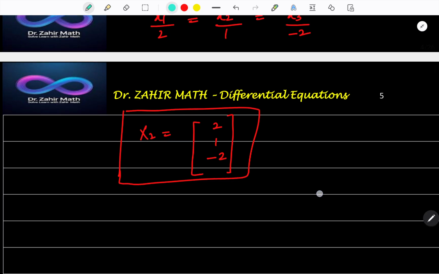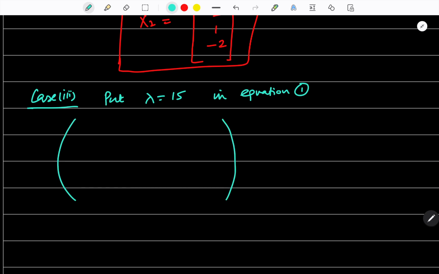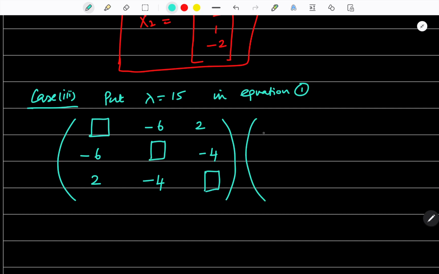Let me go for case 3. We are going to put lambda is equal to 15 in equation 1. I have the matrix in my hand, so I'm going to write the elements without the diagonal: minus 6 here and 2 here, minus 6 here, minus 4 here, no change, and 2 and minus 4 here. These diagonal elements I'm going to pick after putting lambda is equal to 15 in equation number 1. So you'll get x1, x2, x3 equal to 0, 0, 0.